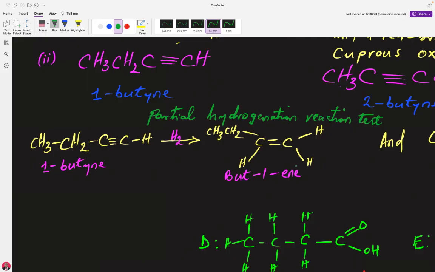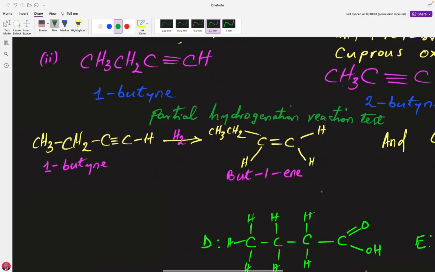If we want to name it according to the IUPAC system, this is the first carbon, the second carbon, the third carbon, the fourth carbon. So the double bond is located on the first carbon. And the parent chain, how many carbon atoms are there? The longest chain, 1, 2, 3, 4. So but is our prefix. The position of the double bond is 1, so but-1, and our suffix is ene. But-1-ene is a terminal alkene produced by partial hydrogenation. That's one test to differentiate these.